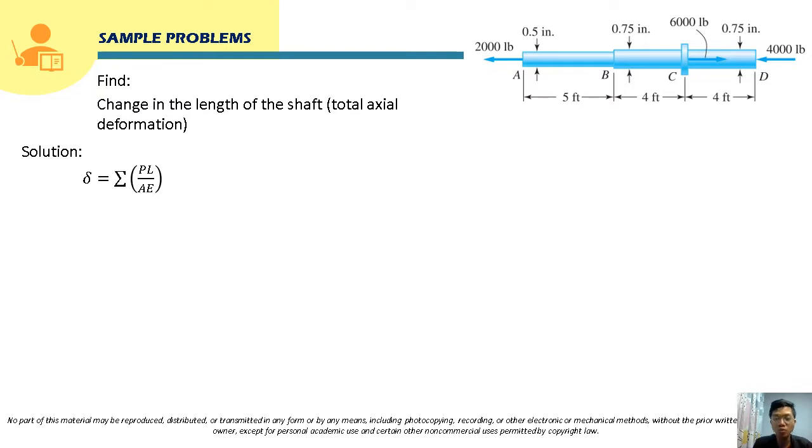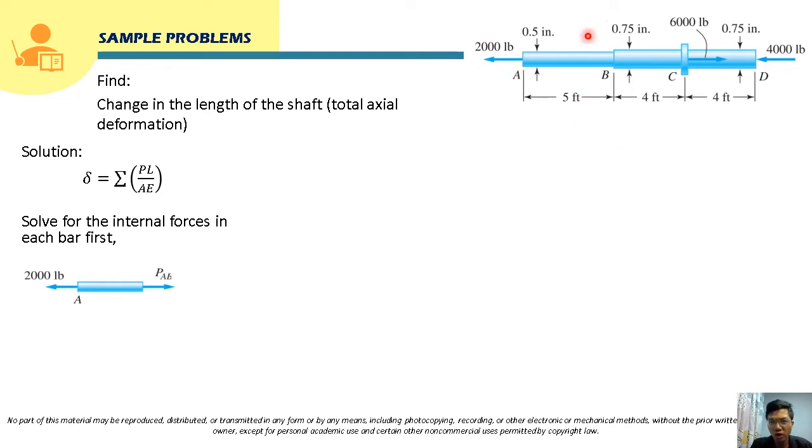So we will start with solving the internal normal forces for each segment of this rod. Let's say for AB, we are going to cut this at any section here to solve for its internal normal force, and we will name that PAB. So we will just sum forces horizontal here. Definitely, PAB will just be equal to 2,000 pound.